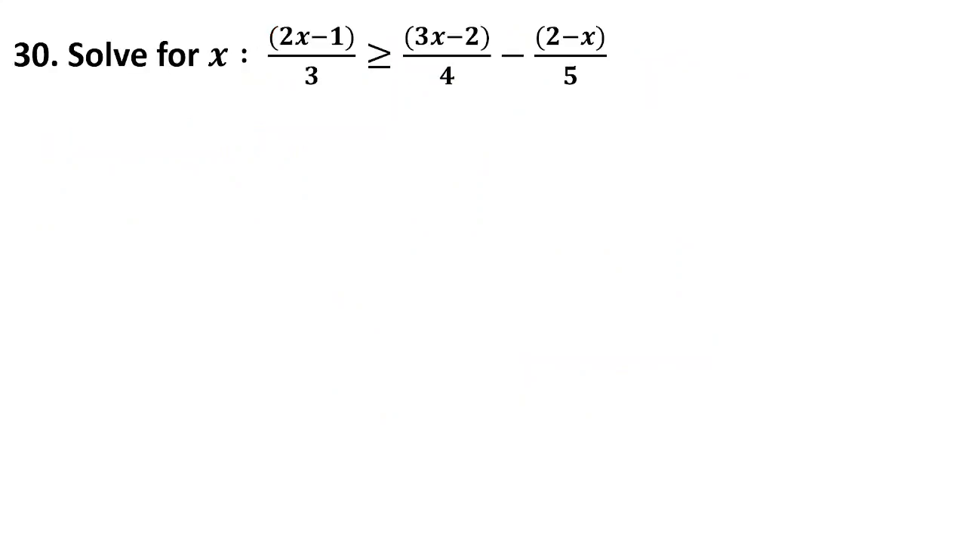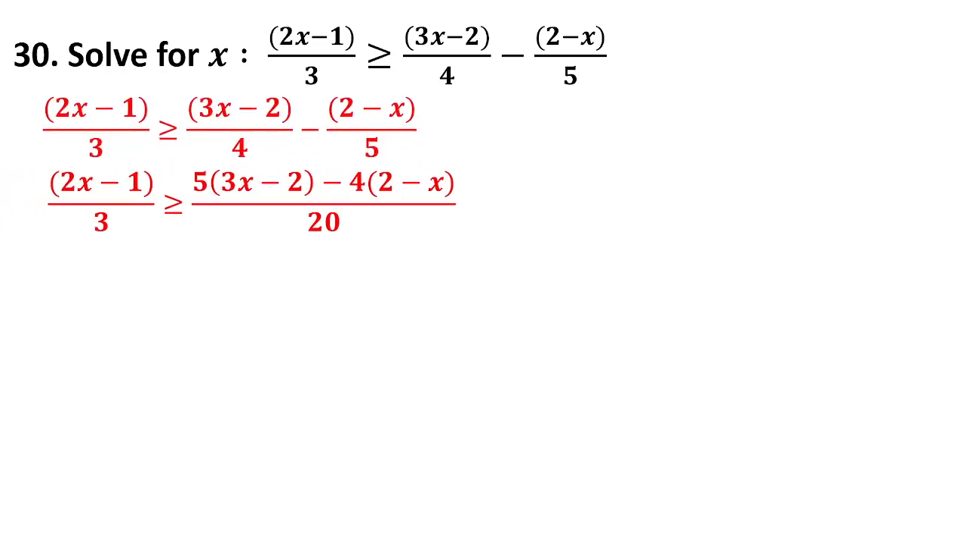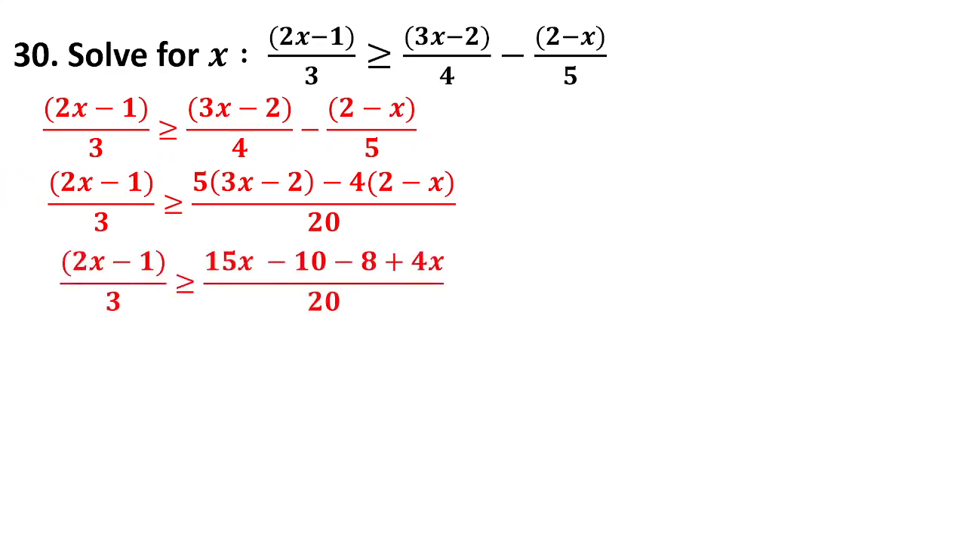Question number 30. We have to solve this linear inequality. You can directly take LCM on both sides or you can directly multiply by the LCM of 3, 4, 5. Otherwise you can do the LCM of the right hand side separately. The LCM of the right hand side is 20. I am taking it. Then I have simplified.